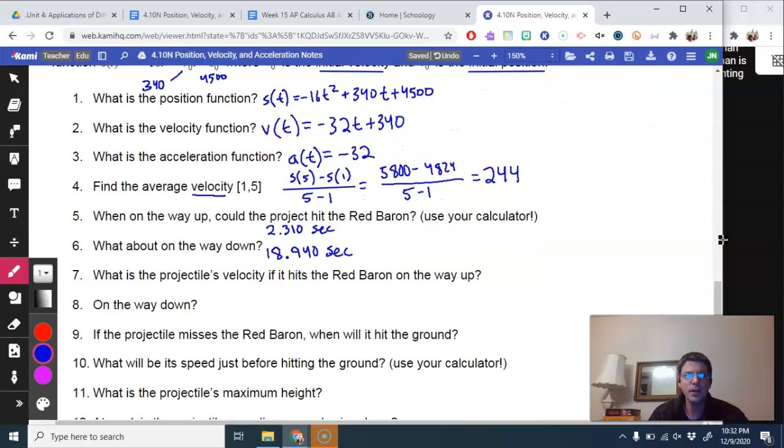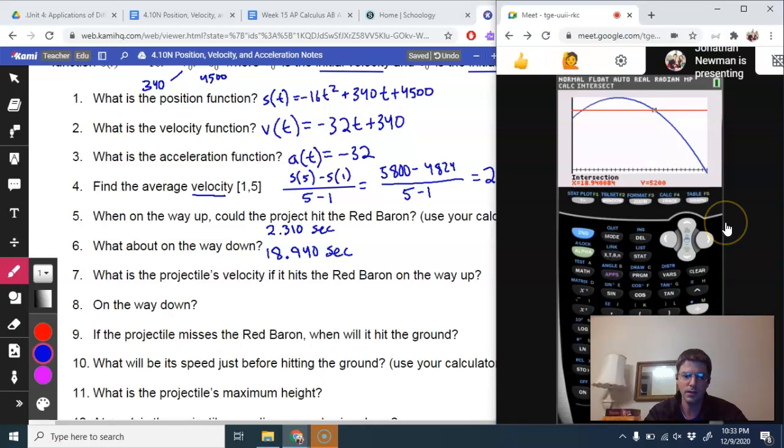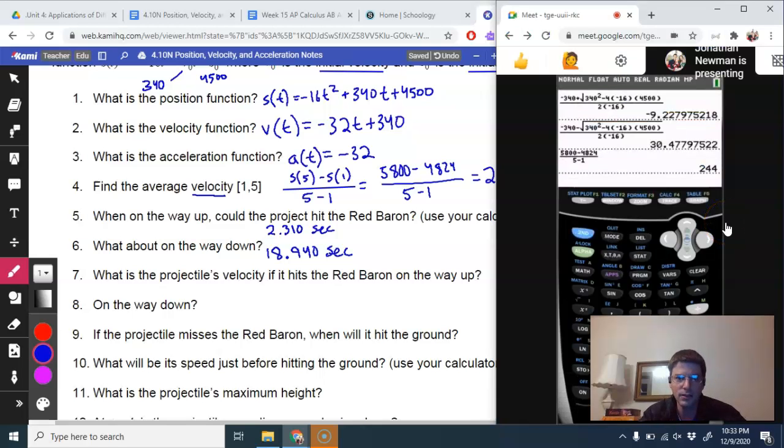What is the projectile's velocity if it hits the red baron on the way up? Well, to get this, we're going to plug this into the second equation here, because that's the velocity. And what are we going to plug in? We're going to plug in the time that it would have hit the red baron. So let's come here. I'm going to leave this, hop out of that. I can do this just real quickly here. Negative 32 times 2.310 seconds plus 340.